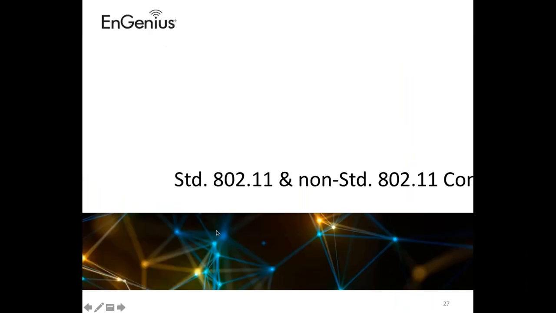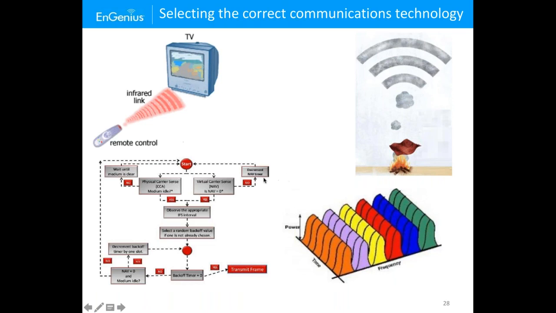So now we're going to talk about the actual communication type. We have standard 802.11 and non-standard 802.11 considerations to take into account. So for the example in the upper left-hand corner, we have a TV and we have an infrared link for the remote control. Now that works great if you have line of sight. Now let's say someone walks in between you and the remote. Well, then you'll lose the ability to control the TV.